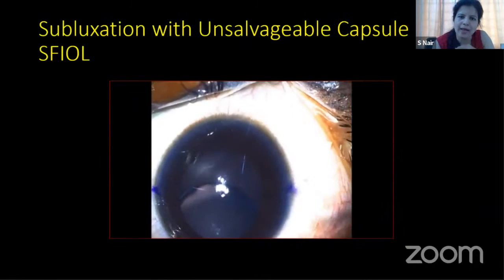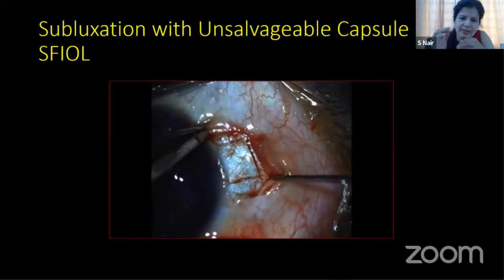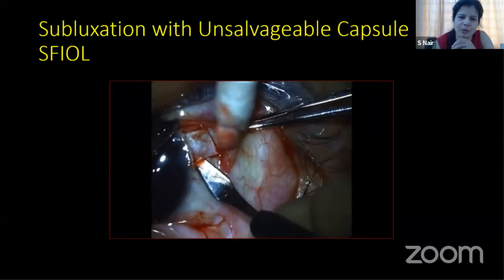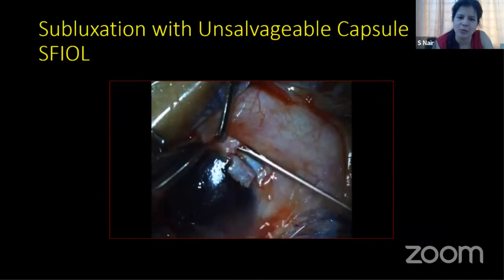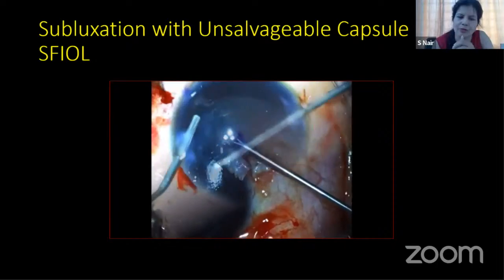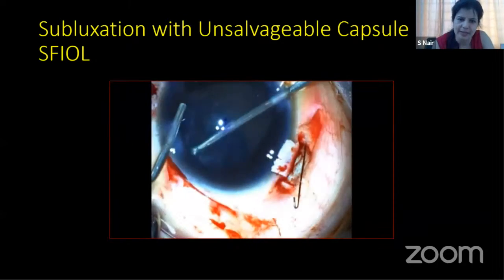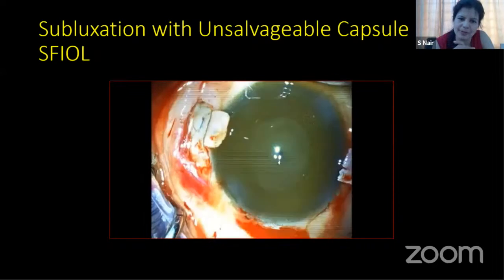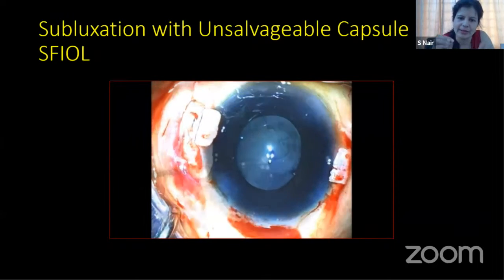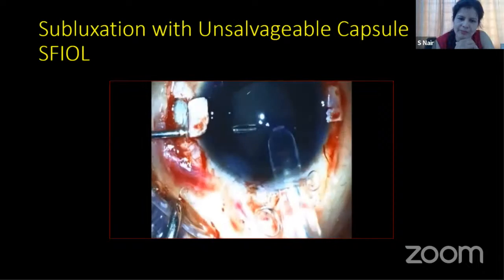Now, suppose you have an unsalvageable lens like this. You can see that it's grossly subluxated more than halfway down the pupil. Then the only option is to completely remove the lens, evacuate it along with the bag, and go in for a scleral fixated IOL. So you have your scleral tunnels made diametrically opposite, along with the insertion into the vitreous with an MVR blade.